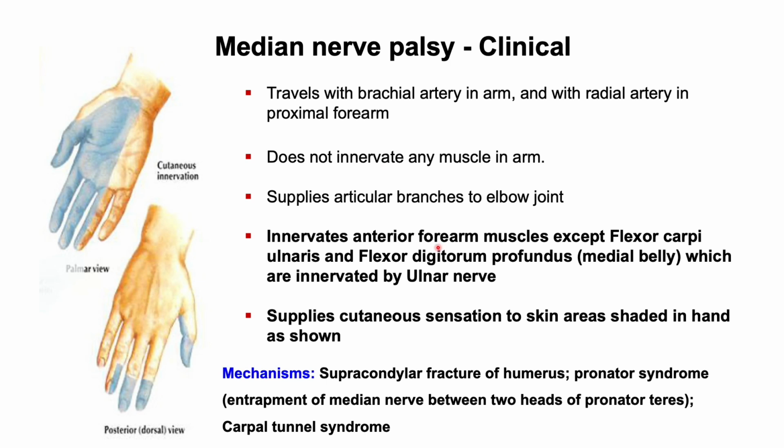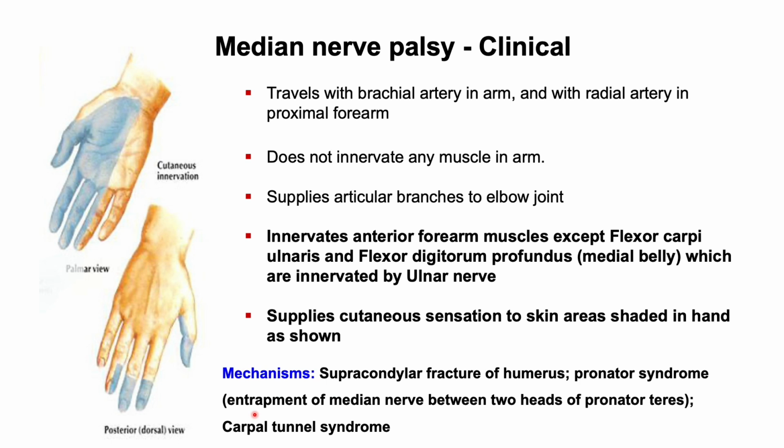If you see the mechanism of median nerve palsy, it can be due to supracondylar fracture. Supracondylar is the area above the elbow joint, the lower part of the humerus. If there is a fracture, that's called a supracondylar fracture of the humerus. So there can be injury to or compression on the median nerve.